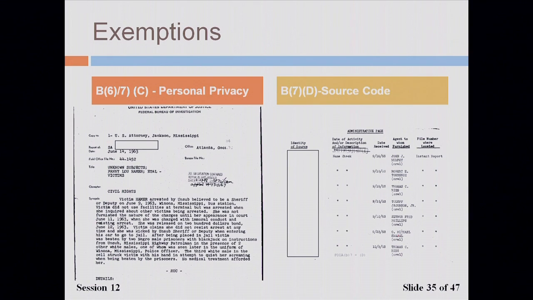Now, the exemption sections, you have your B6 and your B7C. B6, again, is personal privacy, and this is just a particular example of a withholding that was made. And then B7D, which is the source code information. So you may also see this. This is just FBI source code information that was protected from this document.